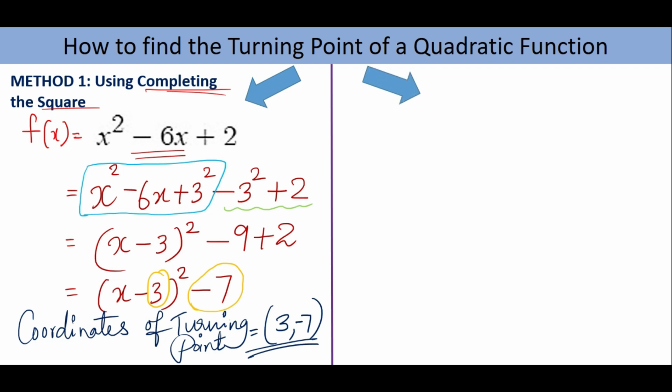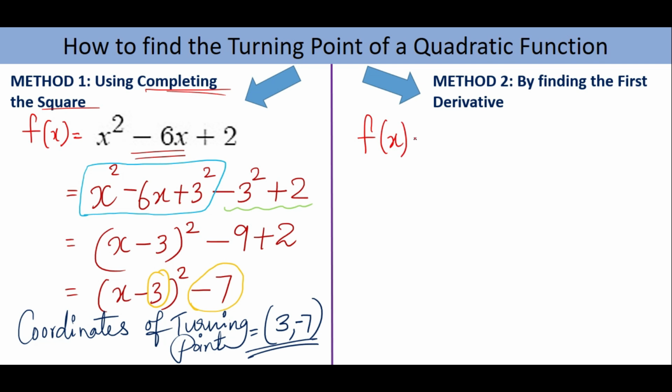Moving on to the second method, which is by finding the first derivative. Again, if you're not familiar with how to find the first derivative of a given function, I'm sharing the link for the video where you can have a recap and then come back to this session. I'm using the same function f of x equals x squared minus 6x plus 2 as in the previous method.